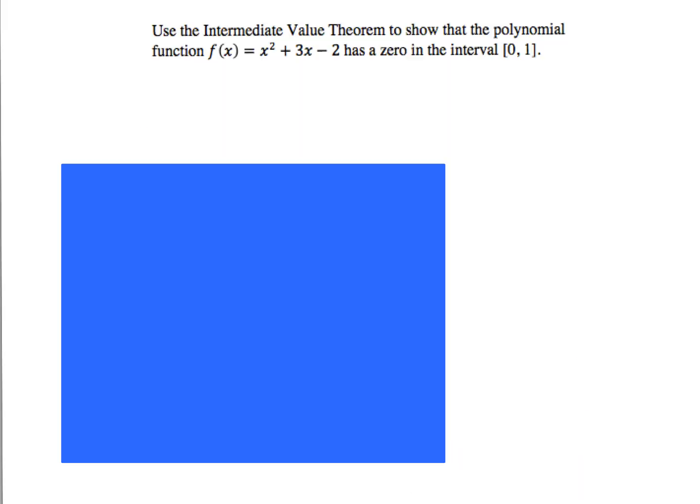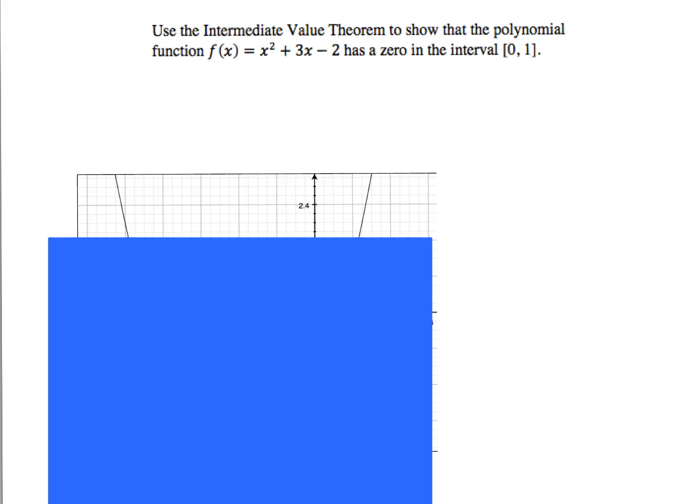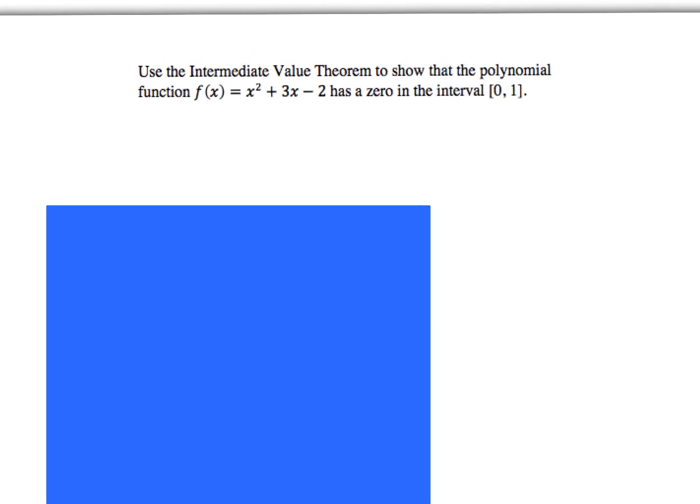All right, let's do one. Haley's going to read for us here. Use the intermediate value theorem to show that the polynomial function f of x equals x squared plus 3x minus 2 has a 0 in the interval [0, 1]. All right, fantastic. So here's my function, and my interval is 0 to 1, so there's my a and b. And then it says it must have a 0. And so that's my monkey. That's my little dude in the middle.